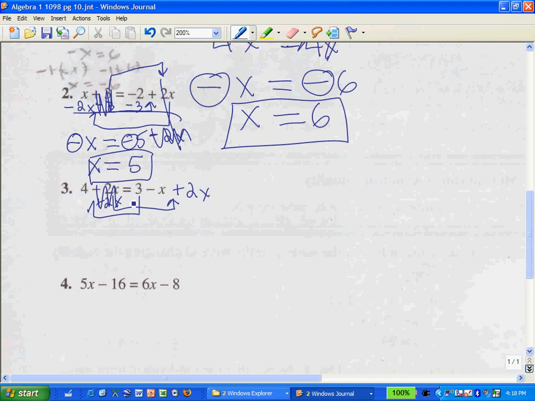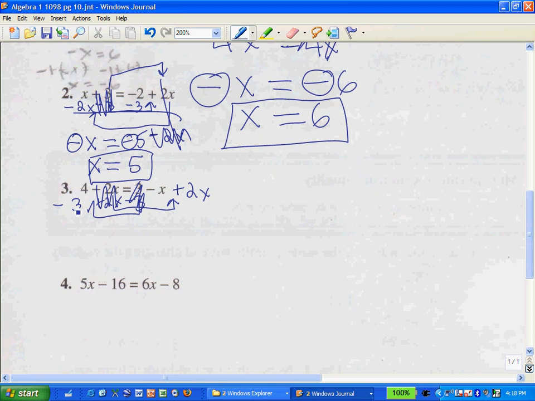And I'm going to take away the 3 by subtracting 3. That's going to get my 3 here. But what I do to one side, I have to do to the other. So I'm going to subtract 3 here. So now I've got the numbers on one side and the variables on the other. And listen, it doesn't matter which side you move the variables to or which side you move the numbers to, as long as all the variables are on one side and all the numbers are on the other.